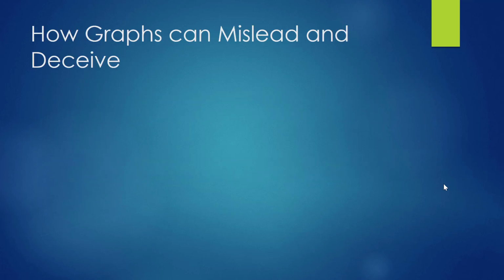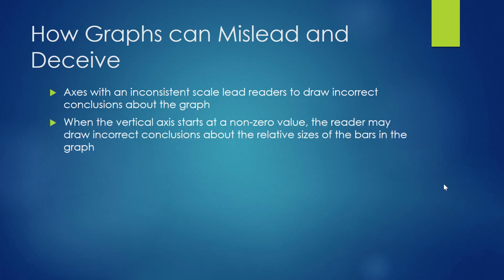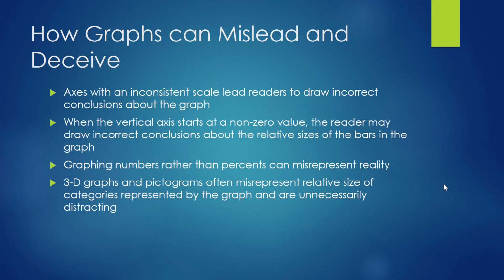How graphs can mislead and deceive. Axes with an inconsistent scale lead readers to draw incorrect conclusions about the graph. When the vertical axis starts at a non-zero value, the reader may draw incorrect conclusions about the relative sizes of the bars in the graph. Graphing numbers rather than percents can misrepresent reality. Also, three-dimensional graphs and pictograms can often misrepresent the relative size of categories represented by the graph and are unnecessarily distracting. In the remaining slides, we will look at examples of each of these misleading or deceptive graphs.